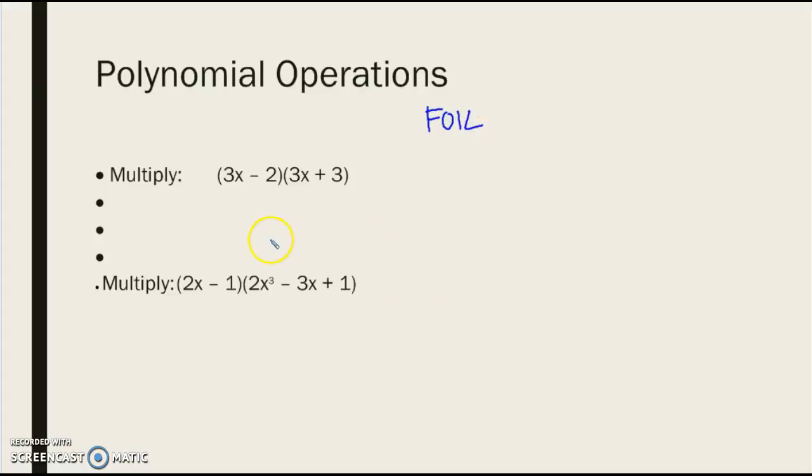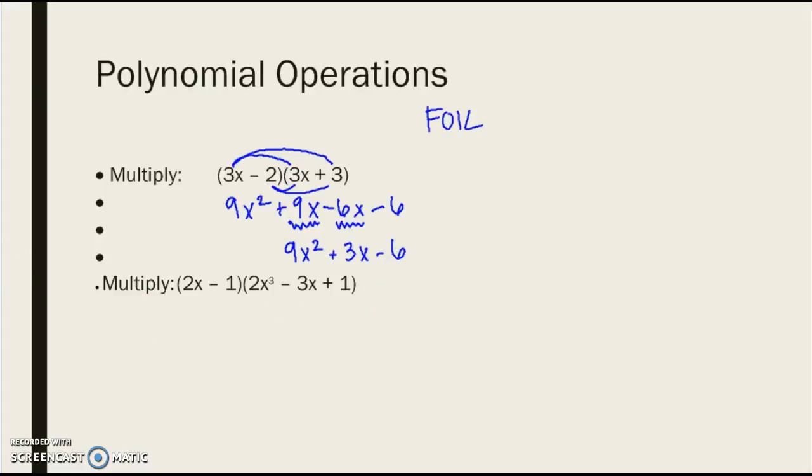So the FOIL method. First, outer, inner, last. So first terms, so 3x times 3x is 9x squared. Don't forget your squared. Outer, 3x times 3, 9x. Inner, negative 2 times 3x, negative 6x. And last, negative 2 times 3, negative 6. My like terms are right in the middle. I've got 9x and negative 6x, which gives me 3x. So I've got 9x squared plus 3x minus 6.